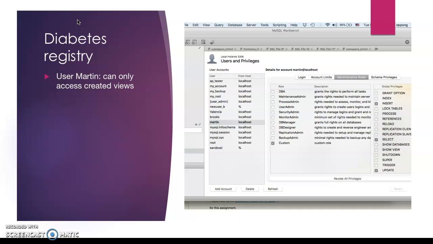The third user is Martin. So Martin can only access the created views that I did. So Martin can only see views which I just did that compare the A1C level, and that can compare patients that have A1C greater than 6.5 in the last 6 months. So Martin has the role to see all those views and doesn't necessarily have access to all the database information that I have.